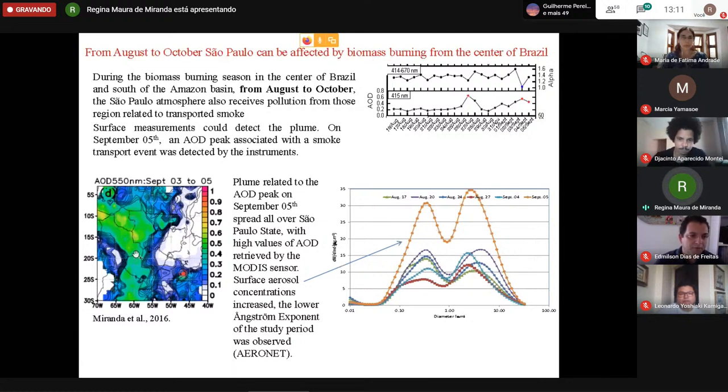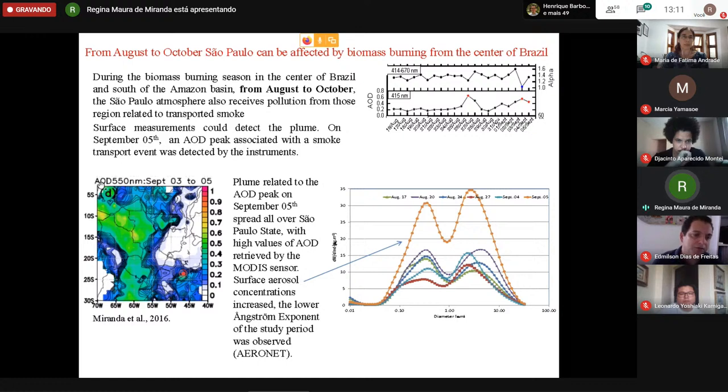So here, a case study, we can see the smoke plume close to São Paulo, this aerosol optical depth retrieved by the MODIS sensor. So when the optical depth increased, surface concentrations also increased. We can see here the size distribution. And we could see also a lower Angstrom exponent here, AERONET data, and again, an increase in aerosol optical depth as shown here by MODIS images. So it's possible to relate the different instruments, surface and satellite and column instruments.